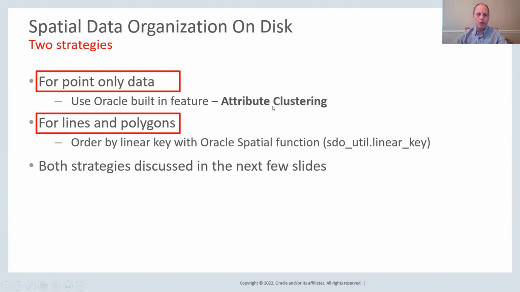I'm going to show you how to use it, and it can be used only for point data. For lines and polygons, attribute clustering doesn't support objects, right? We're going to use a different way: a spatial function called linear key. I'll discuss both of these strategies in the next few slides.